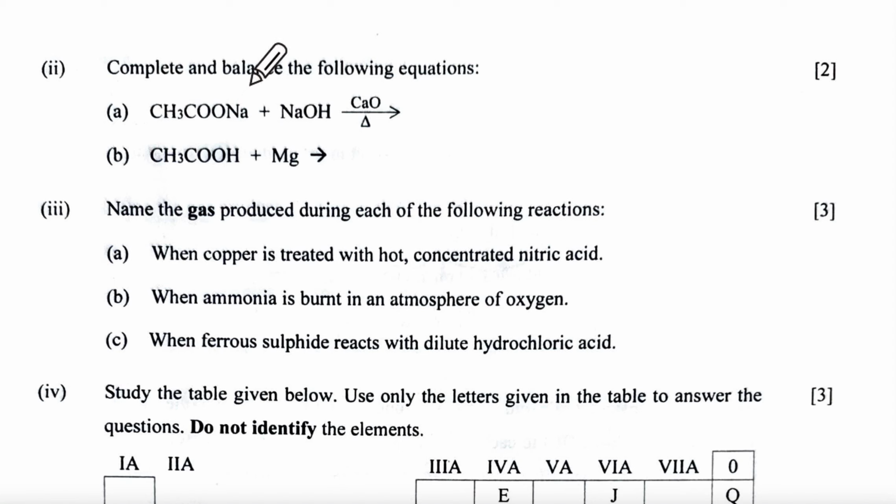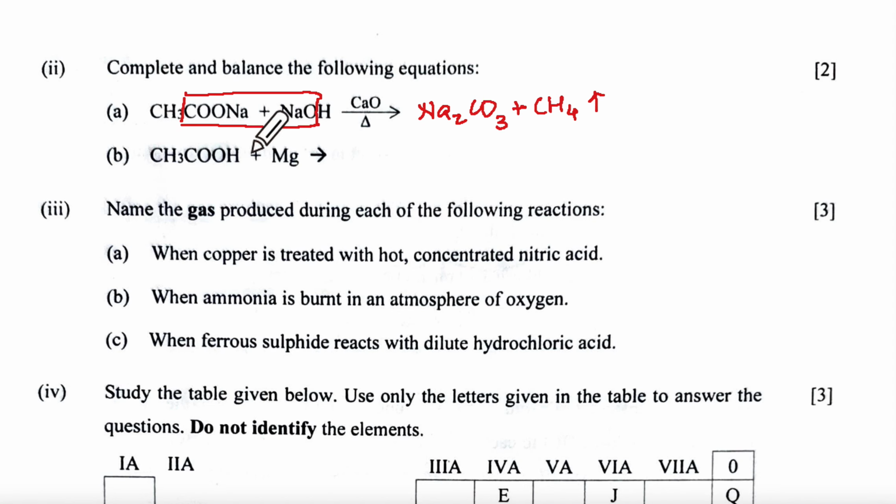Let us look at the second subpart. Complete and balance the following equations. Now this is CH3COONa plus NaOH. This is the preparation of methane in organic chemistry. And this is how we have Na2CO3 given out, and this is a decarboxylation reaction. This is CH3 and one more H, and that is CH4, which is a gas. So this is the balanced reaction.